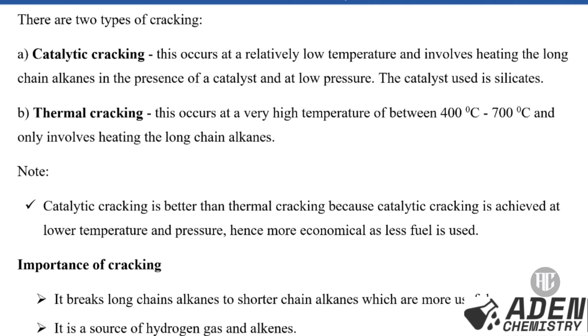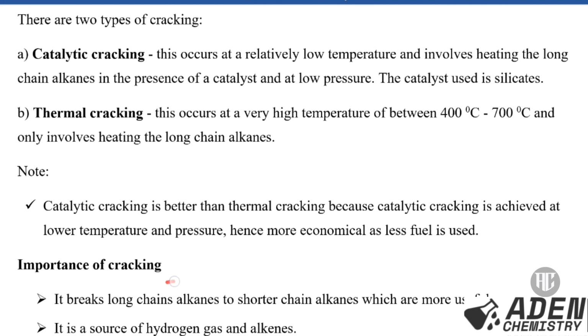Number 2, thermal cracking. It occurs at a very high temperature of between 400 degrees Celsius to 700 degrees Celsius and only involves heating the long chain alkanes. So if we have these 2 types of cracking, which one is better? Which one can be better used? Catalytic cracking is better than thermal cracking. The reason is that catalytic cracking is achieved at low temperatures and pressure, hence more economical when compared to thermal cracking, as less fuel is used.